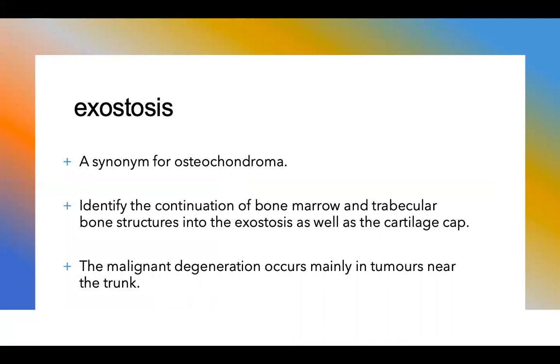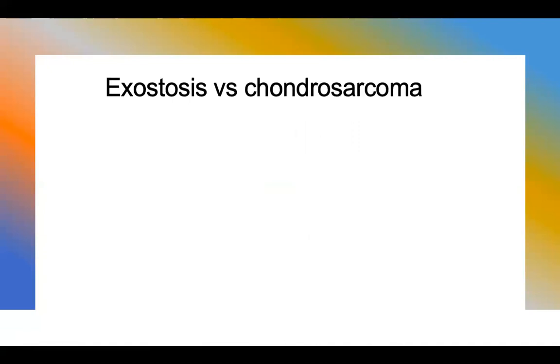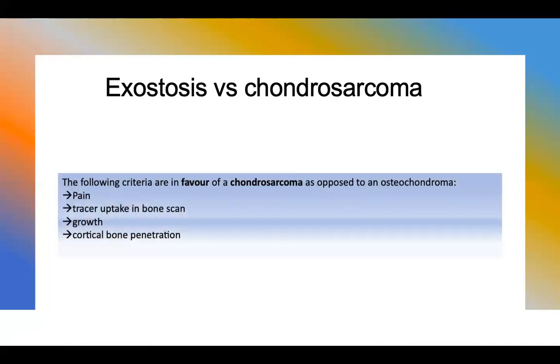Exostosis is a synonym for osteochondroma. You can diagnose an exostosis when you can identify the continuation of bone marrow and trabecular bone structures into the exostosis, as well as the cartilage cap when it comes to an MRI. The malignant degeneration occurs mainly in tumors near the trunk. So this is a typical exostosis with continuation of the bone trabecula into the exostosis, and this is the expected cartilaginous cap in MRI T2 weighted sequence.